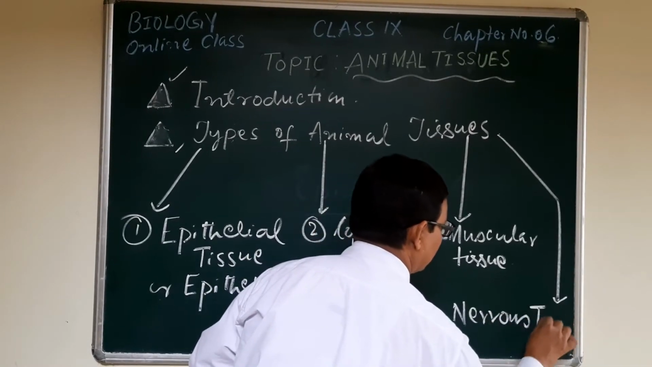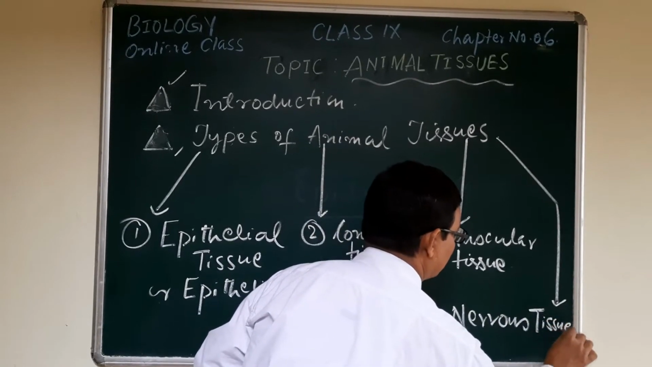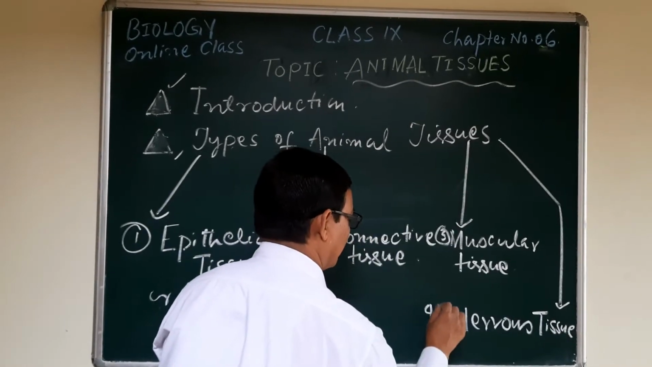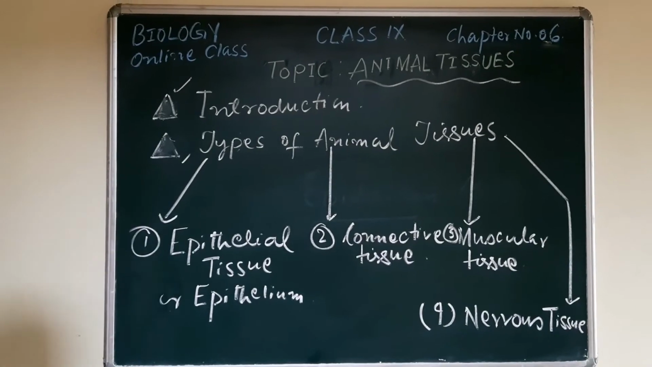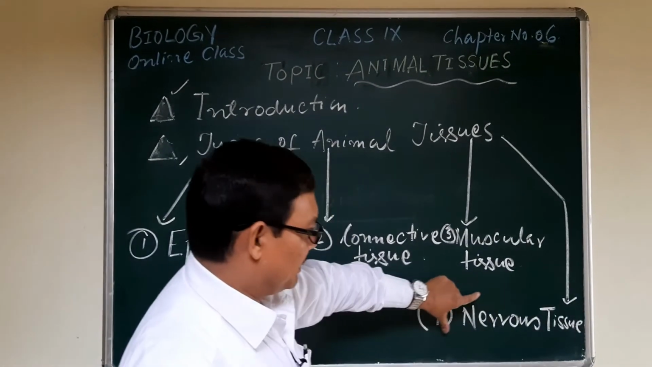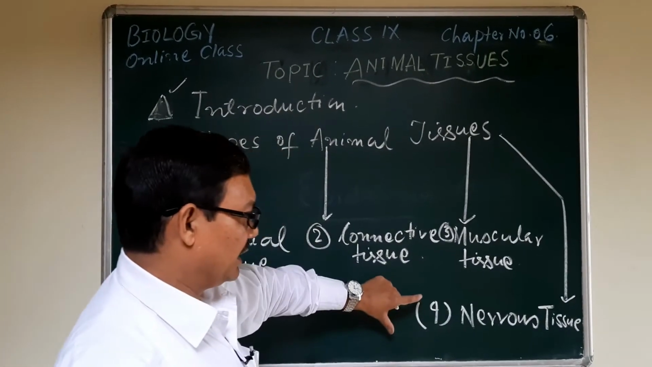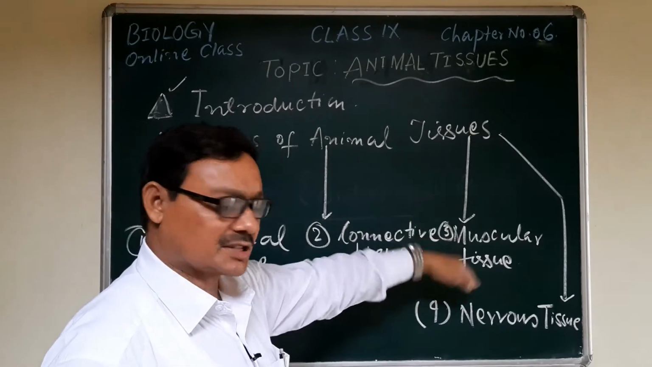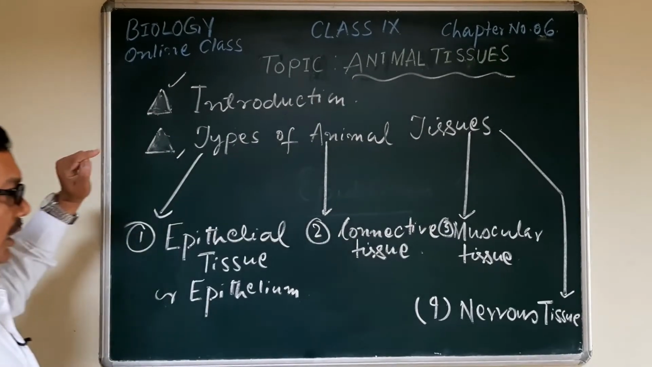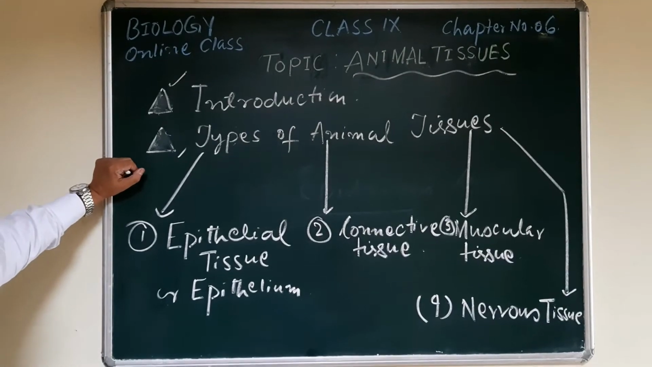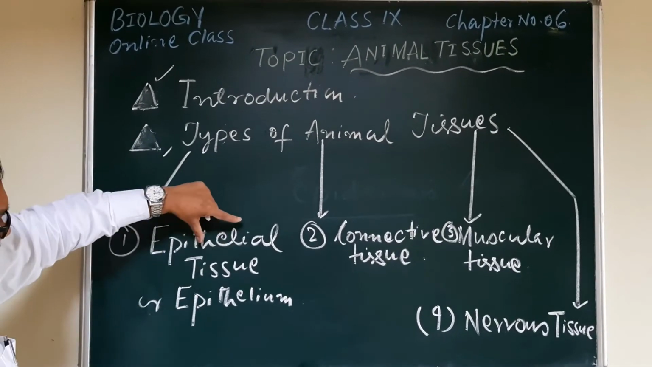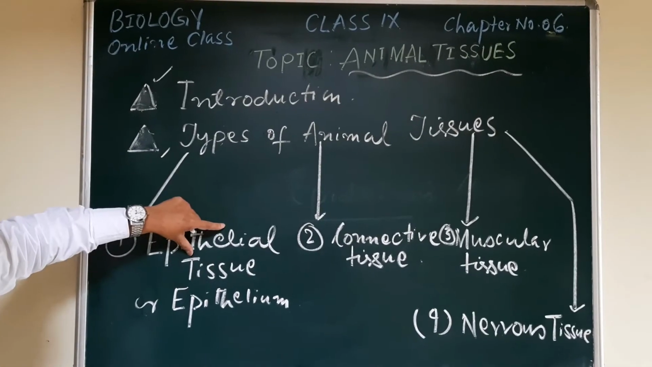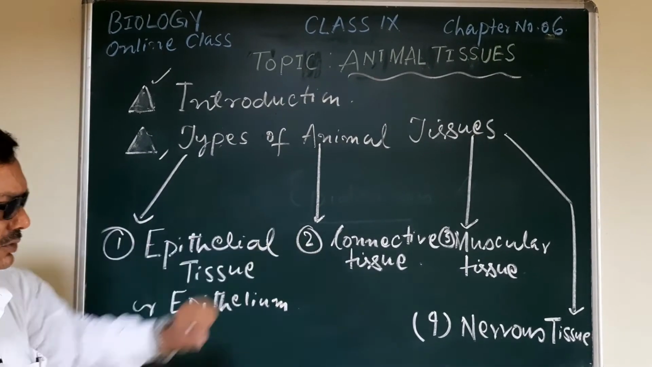Fourth one is the nervous tissue. It is responsive tissue: any message, any stimulus detected by this tissue, and accordingly there will be responses from the organism side. So there are 4 important types of animal tissue. Now we will discuss each and every type of tissue.